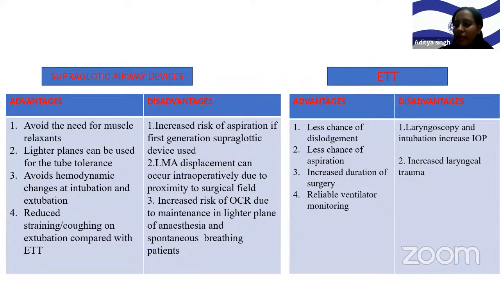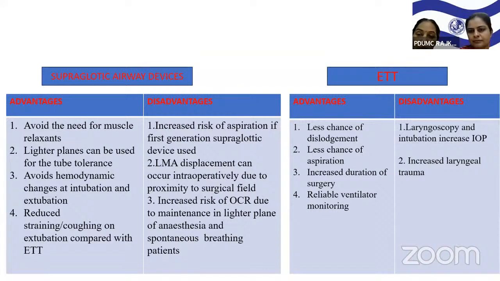And disadvantages: there is increased risk of aspiration when you are using a first generation supraglottic airway device, and there is increased dislodgement intraoperatively because the surgeon is close to the airway. There is also increased risk of oculocardiac reflex because we are maintaining a lighter plane of anesthesia. But if you go with an ET tube, yeah, carrying on.